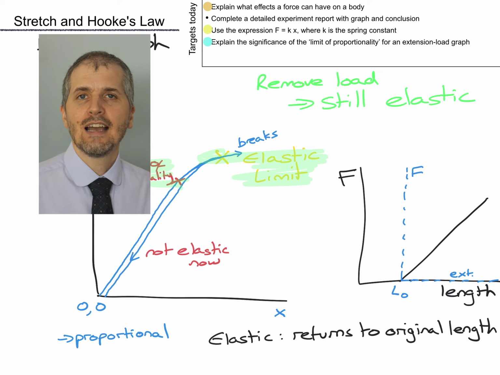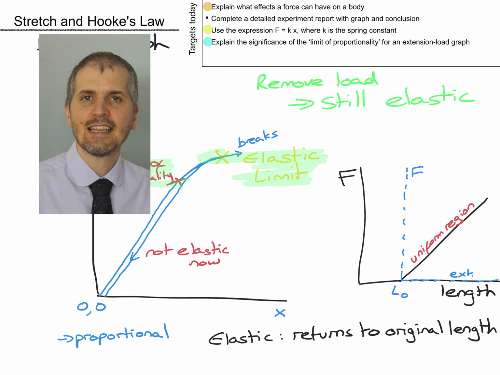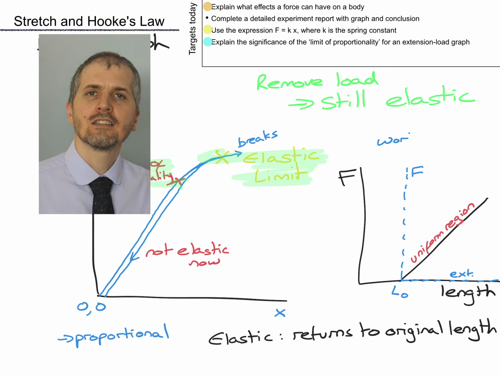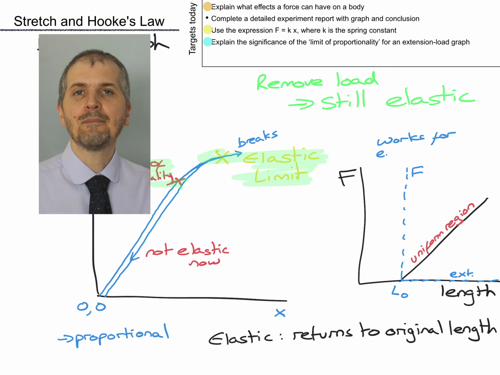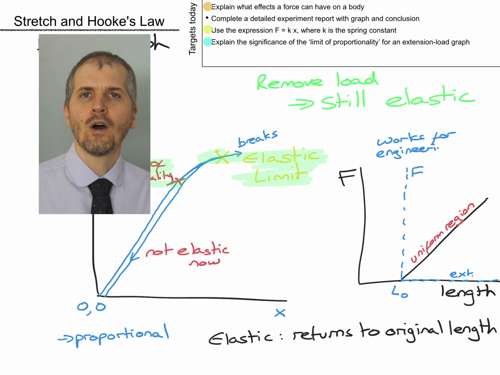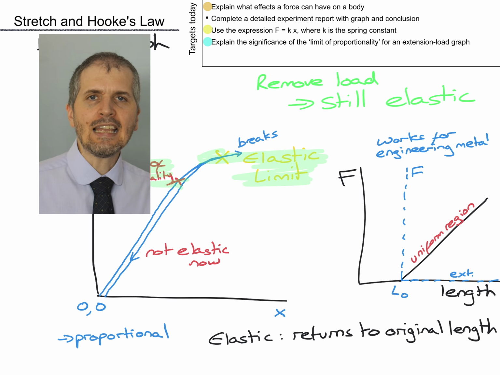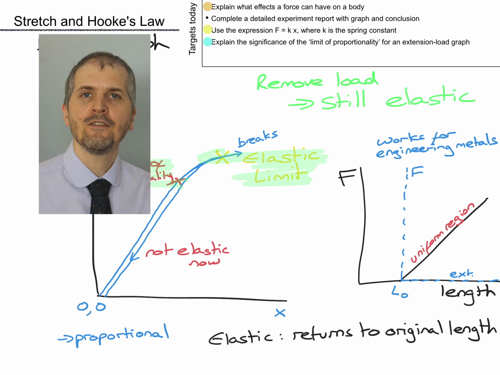In the real world, engineers like to stick to this linear region where it's proportional because, well, it's straight and it's nice and easy to understand and to predict. Now, engineers tend to work with wires rather than springs, but happily, we get exactly the same behavior, we get the same graphs for wires. So what you're learning here scales very well up to university level even.